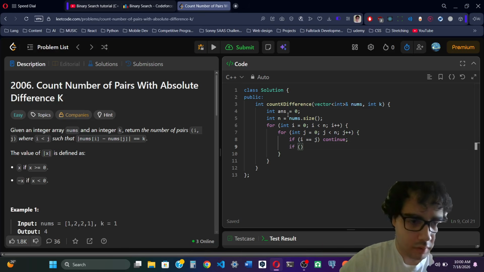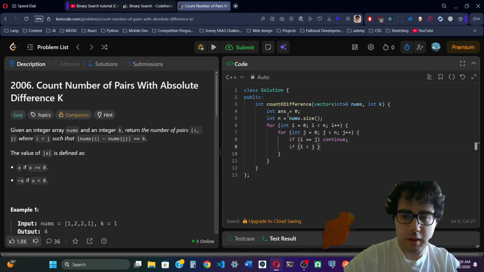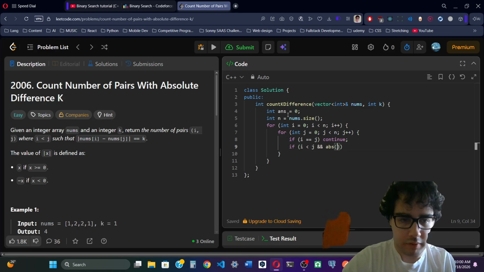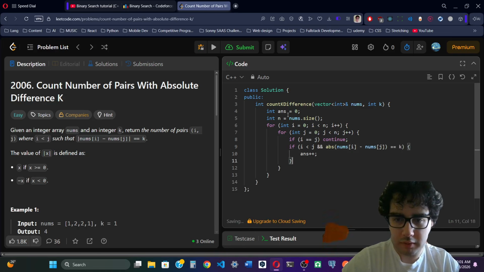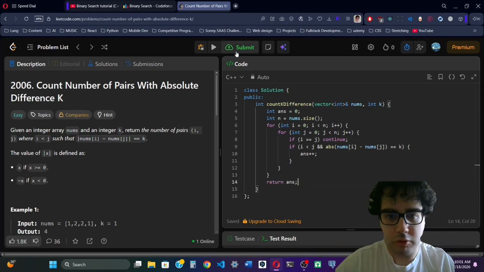Else if i is less than j and the absolute difference of nums of i minus nums of j is equal to k, we're gonna say ans plus plus, and then all we need to do is return the answer, pretty sure.